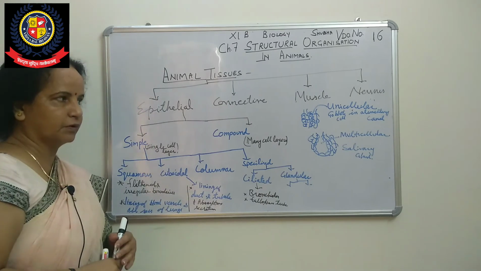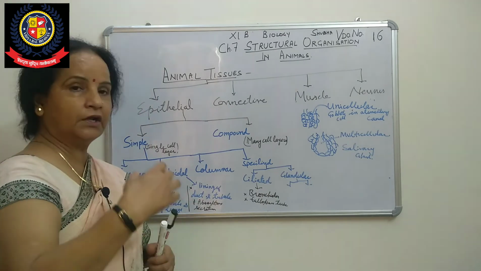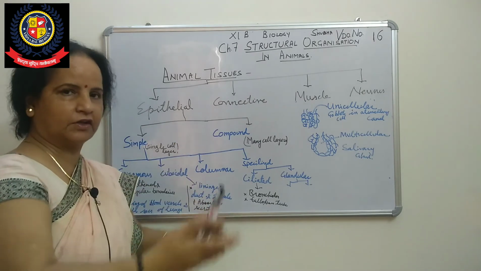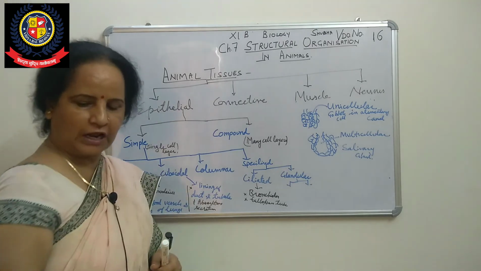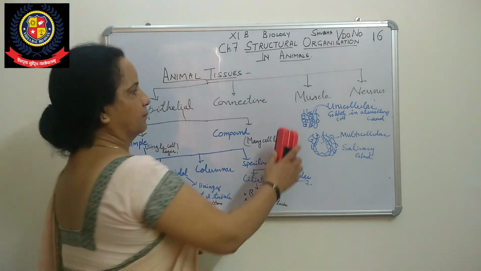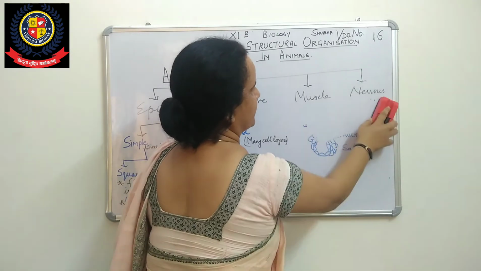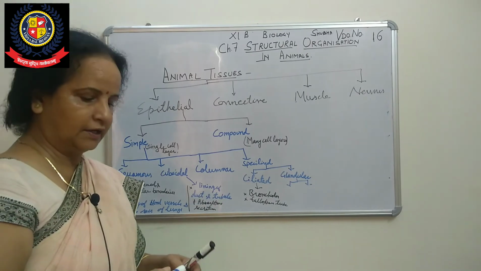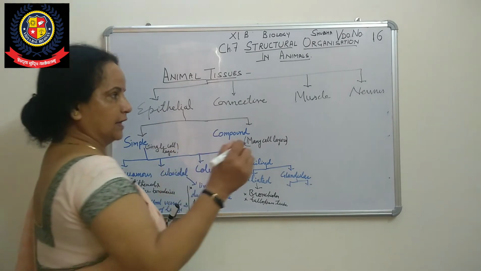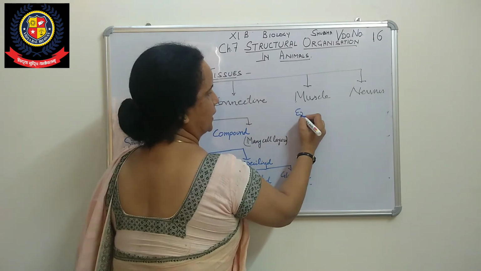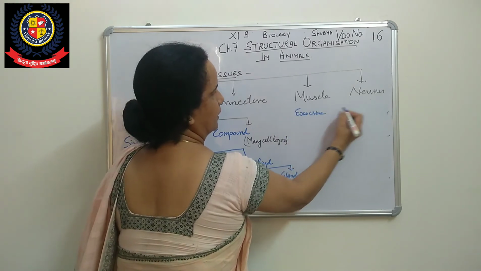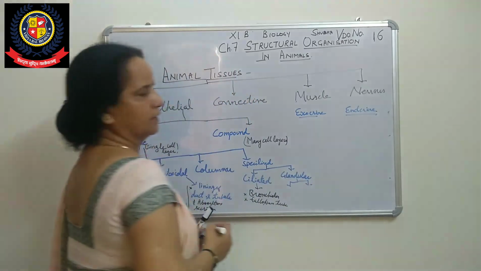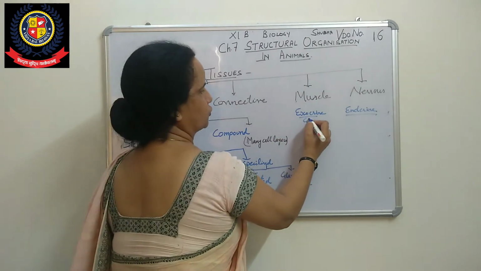Now, when we look at glandular cells on the basis of how they pour their secretion in the body, there are two types: exocrine and endocrine. Have you heard of exocrine and endocrine glands? These are glands or glandular tissue.